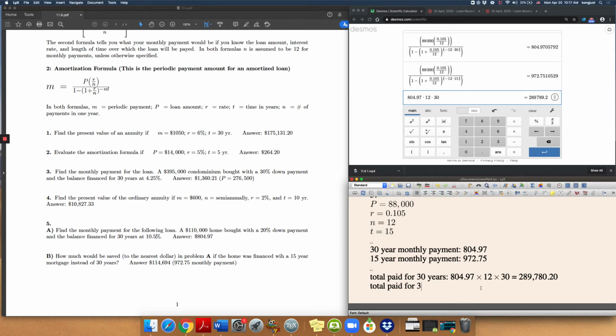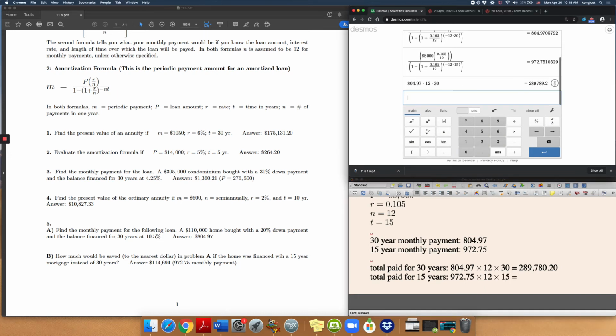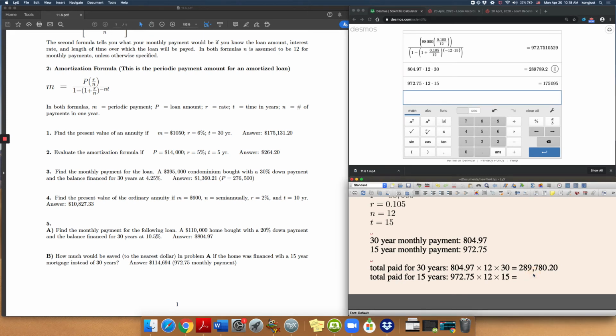Okay, total paid for 15 years. That would be $972.75, right? Times 12. This time times 15 though, because I'm only paying it for 15 years, right? Okay, let's see. 972.75 times 12 times 15 is $175,095 exactly. All right, so not as bad.